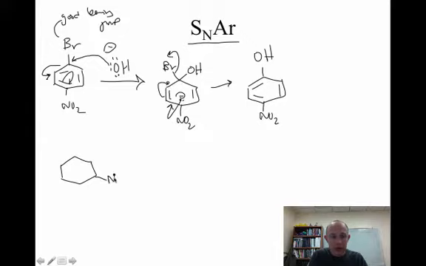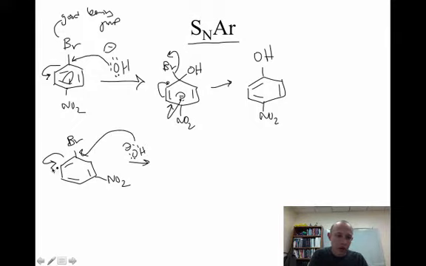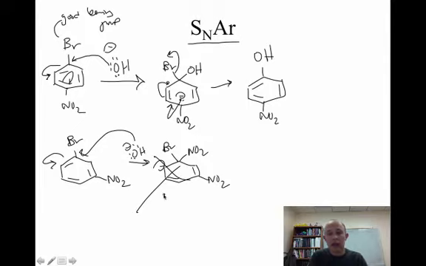So let's look at the other example that was on the slide, right? If we have this guy and we attack it with hydroxide, we form a negative charge here and here and here, which I'll show. So we have a bromide and a nitro group, and we have these double bonds, and we have a negative charge here, which is not stabilized. A resonance structure would put a negative charge here, which would not be stabilized, and a resonance structure would put a negative charge here, which would not be stabilized. So this doesn't happen because it's too high in energy.